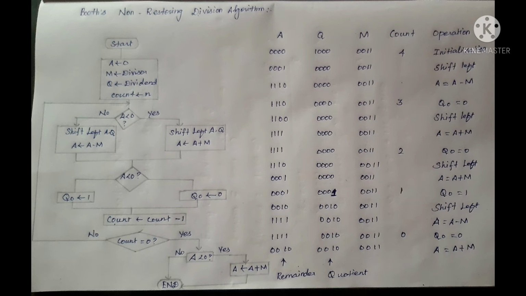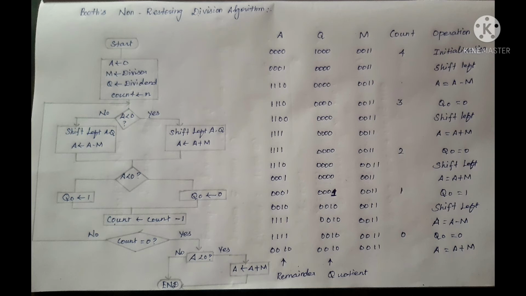Now again we'll check from here. We'll check the value of A less than 0. The value of A is 0, so A less than 0 is no. So we'll go here. Q0 is set to 1. Now see here, the value of M is B of A is 0, so Q0 is 1, exactly opposite of this. Count equal to count minus 1. Count will become 1.